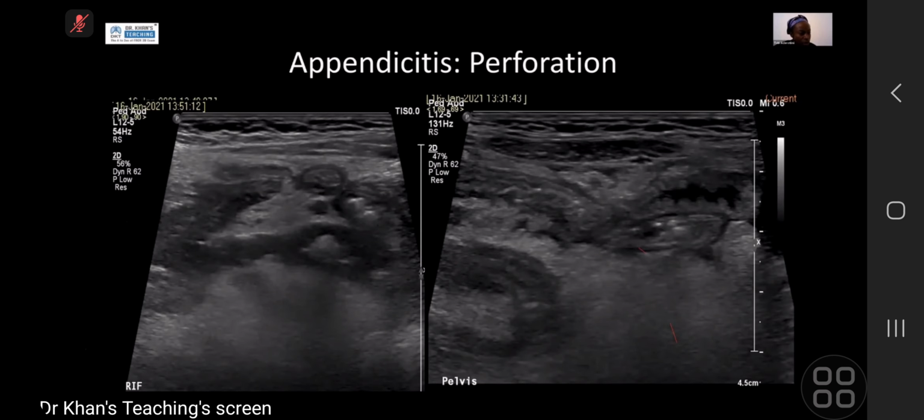Okay, this is another example of a perforation. So here you can see we've got lots of echogenic fat. We've got fluid tracking through the mesentery with a fecalith. And then we've got reactive thickening of the surrounding bowel. So this is ileum that's thickened. And then this is a bit of sigmoid that's thickened as well.